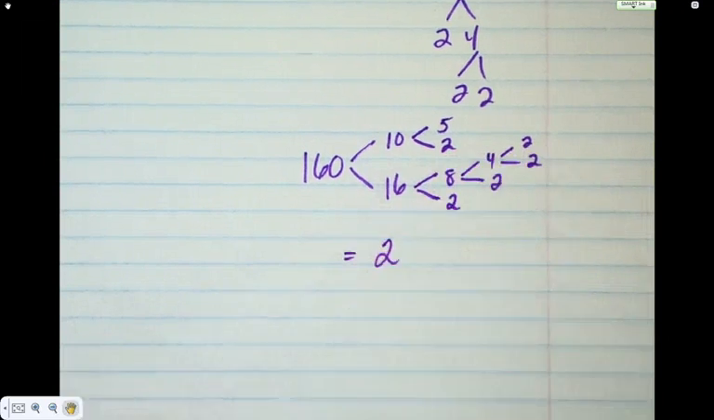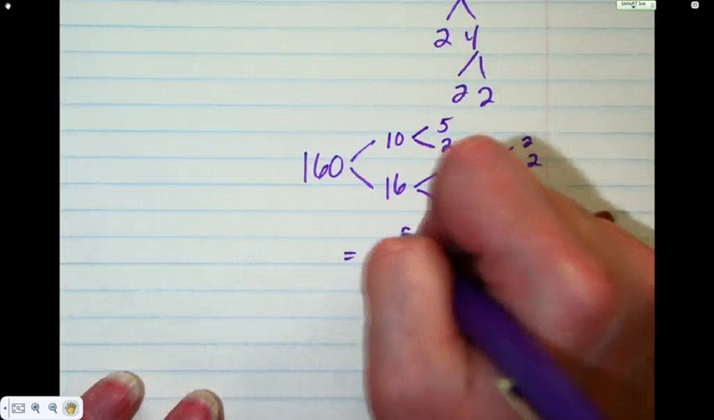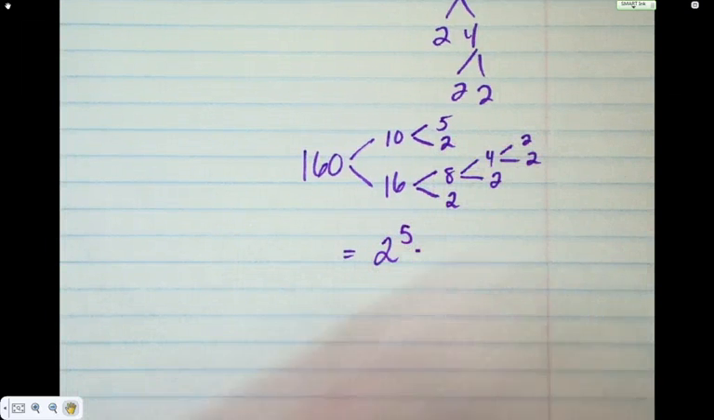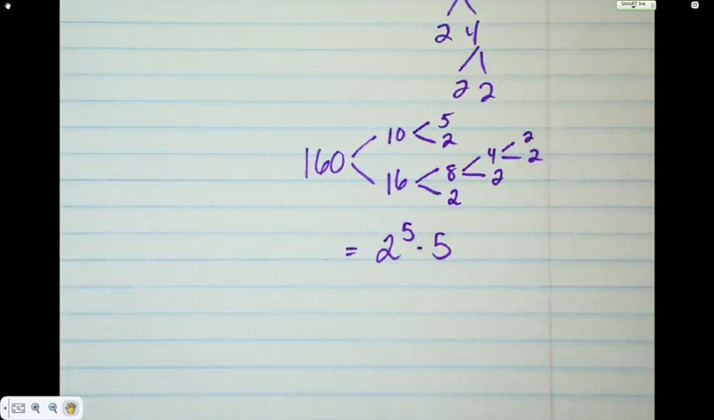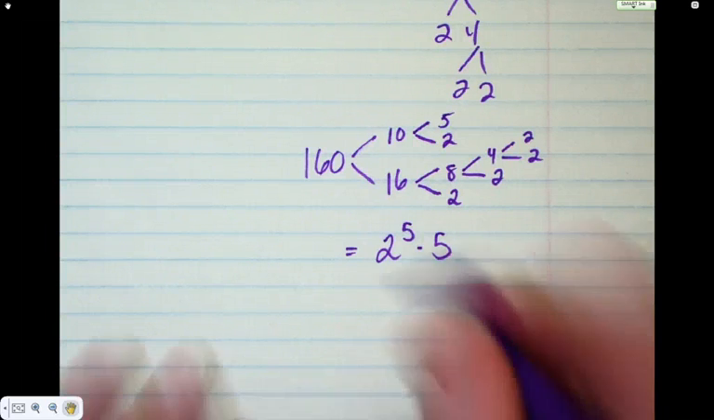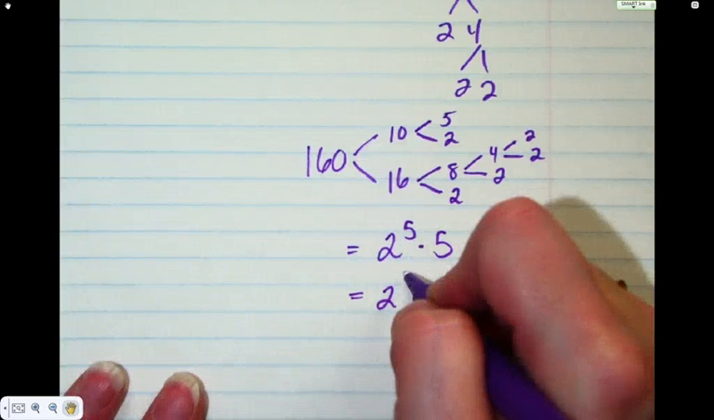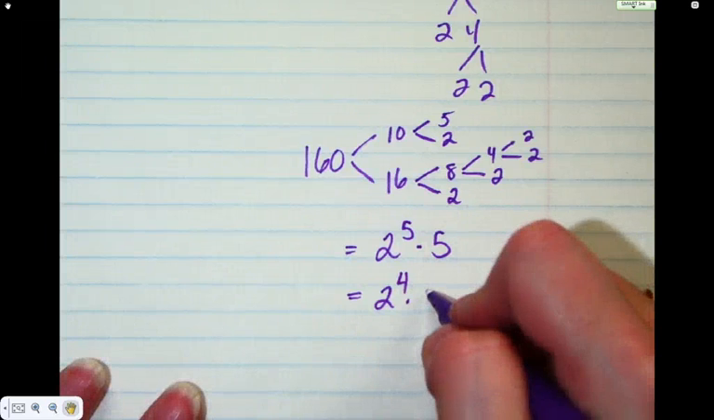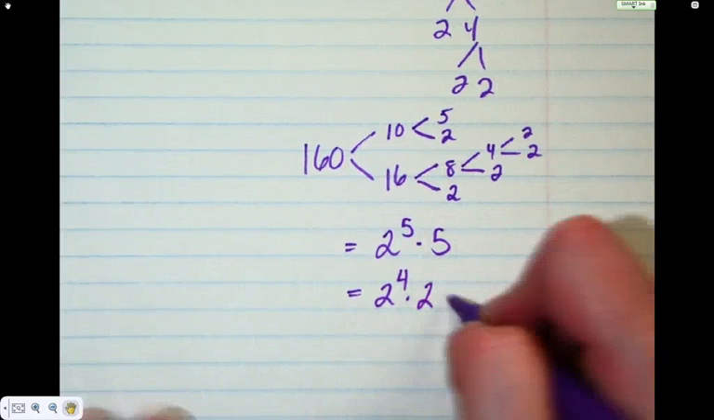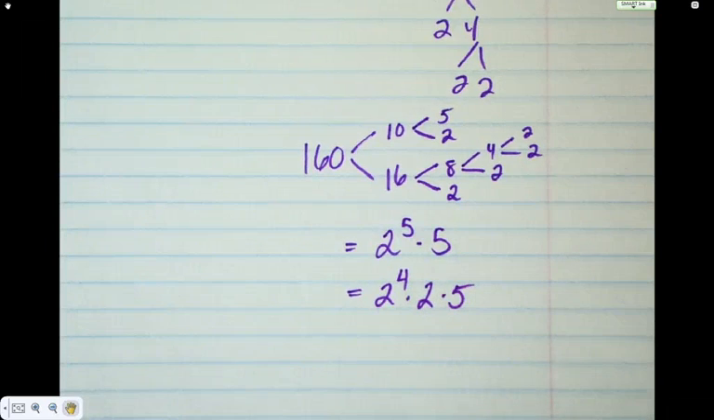How many 2s? Now with the square root, I was concerned about even numbers. With a cube root, I was concerned about groups of 3. What do you think I'm going to care about now? Groups of 4. So I want to break this 2 to the 5 into 2 to the 4. And what will be left over? 2 to the 1, and then I still got that 5 hanging around there.